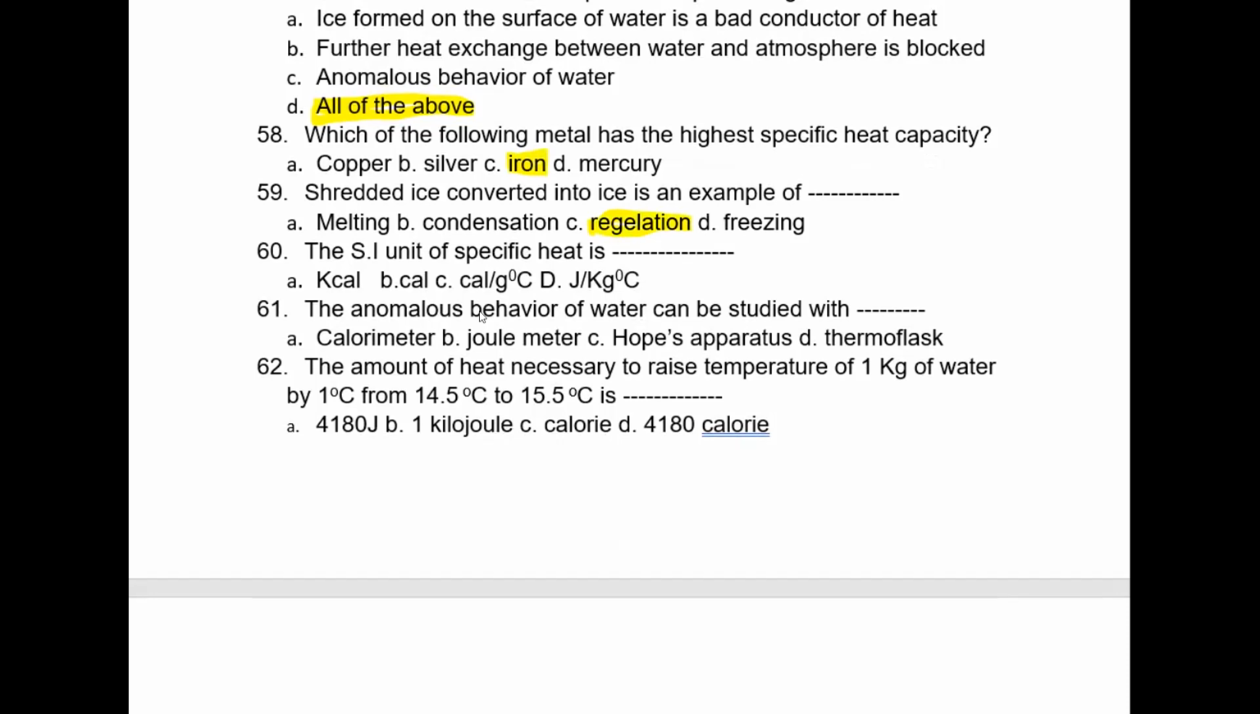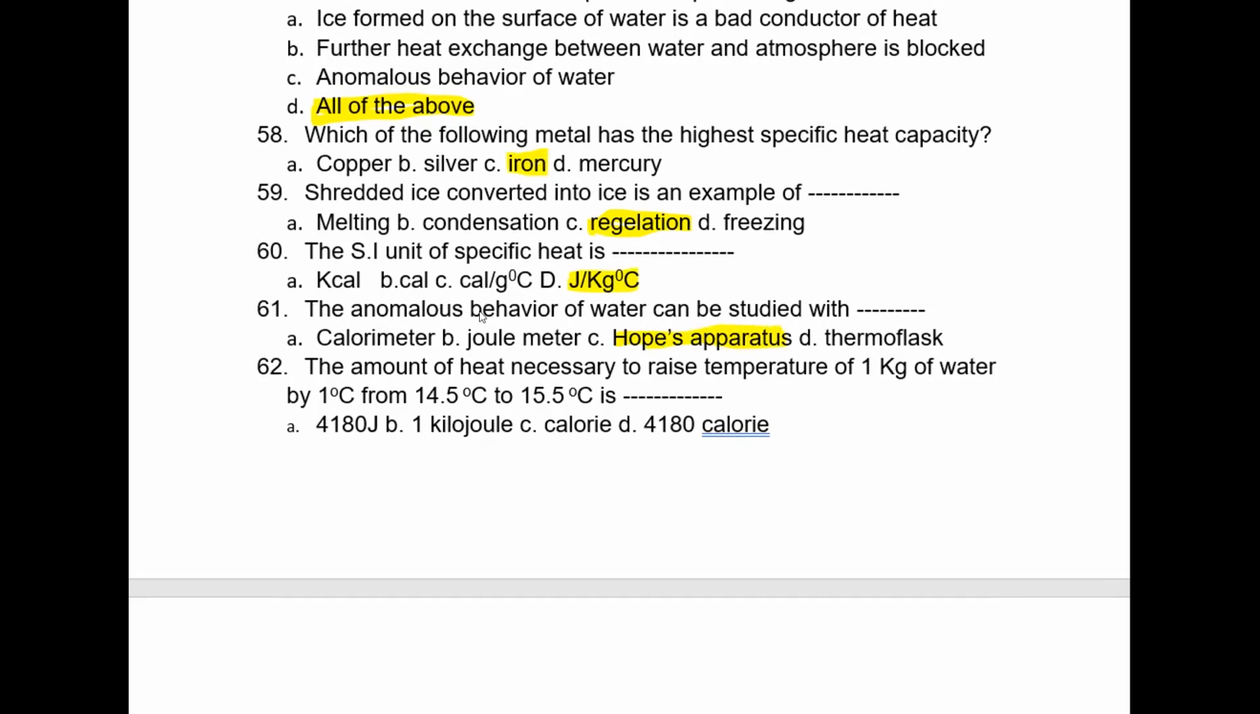Next is, the SI unit of specific heat is dash: kilocalorie, calorie, degree Celsius, calorie per gram degree Celsius, joule per kilogram degree Celsius. We know that the SI unit of specific heat is joule per kilogram degree Celsius. Next question is, the anomalous behavior of water can be studied with dash: calorimeter, joule meter, Hobbs apparatus, thermoflask. We know that Hobbs apparatus is used to study the anomalous behavior of water.